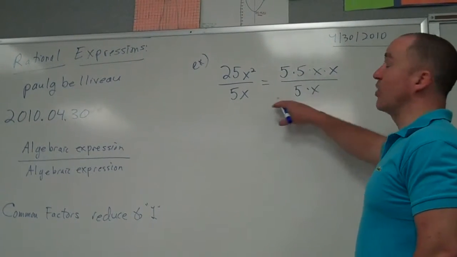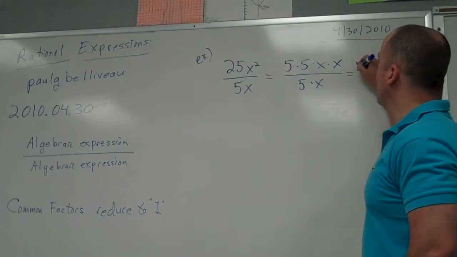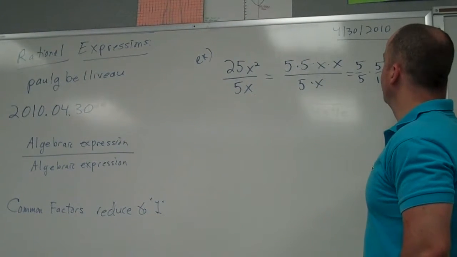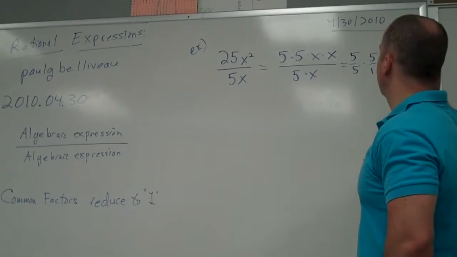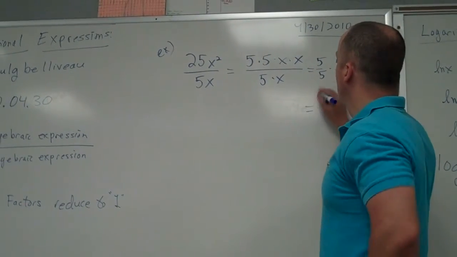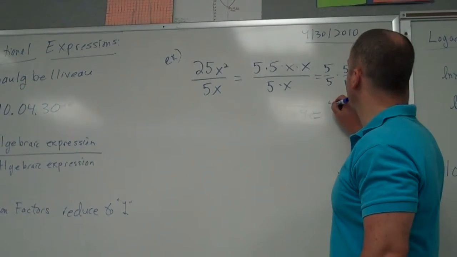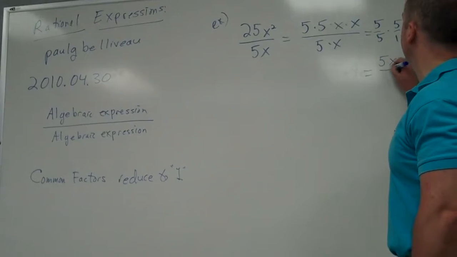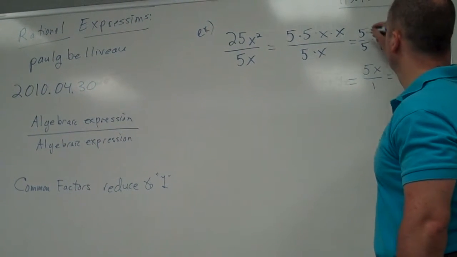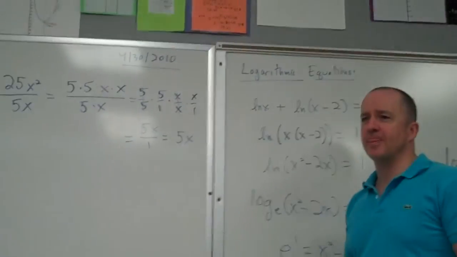Well, right now all I'm doing is writing out all the factors. Now, here I have a 5 over 5 times 5 over 1, and here I have an x over x times x over 1. Common factors reduce to 1. 1 times something doesn't really matter. So all I'm going to have left is 5 times x over 1, which is just 5x, which is what Jenny was working towards.